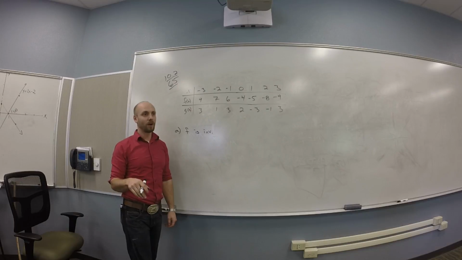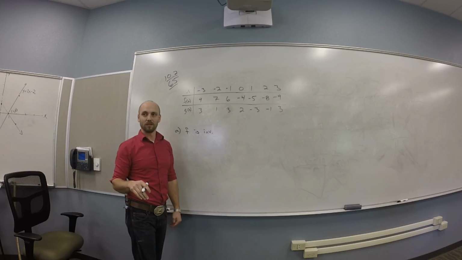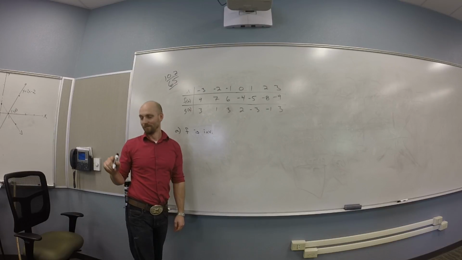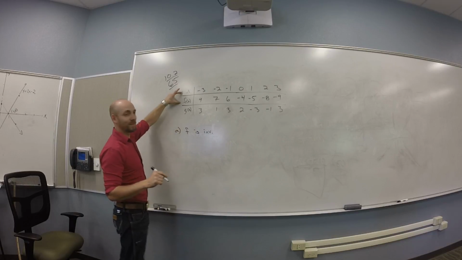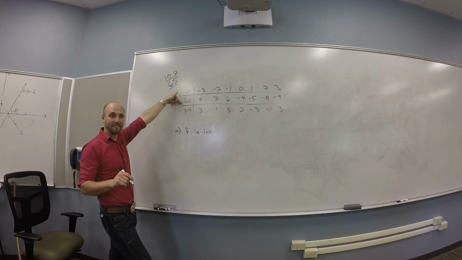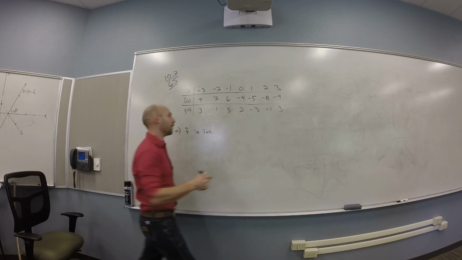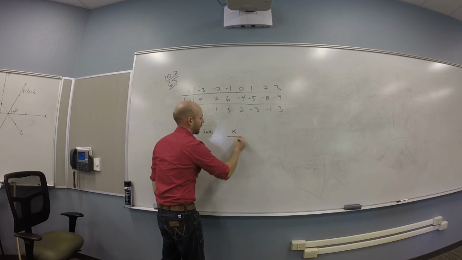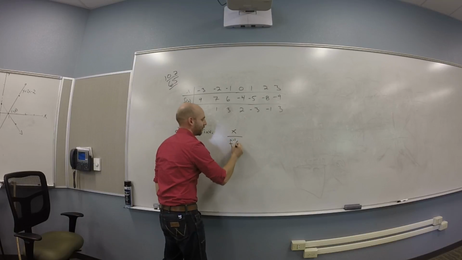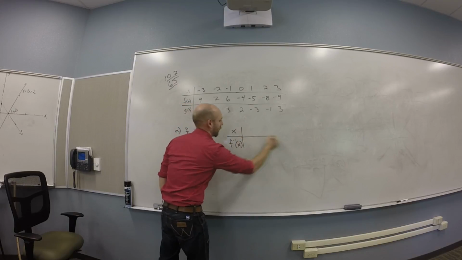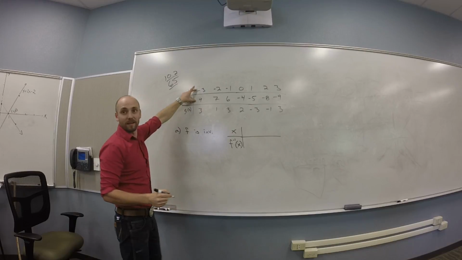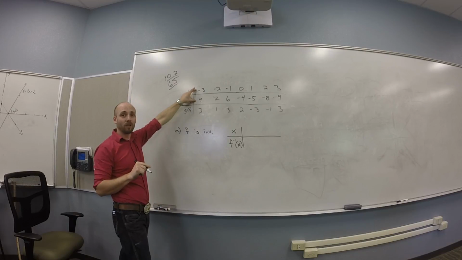How do I make a table for f inverse? You just flip the table upside down. Yeah, flip these 2 lines upside down and call the bottom one f inverse. So for instance, if I'm going to do f and f inverse of x, this first thing tells me that under the rule f, negative 3 goes to 9.